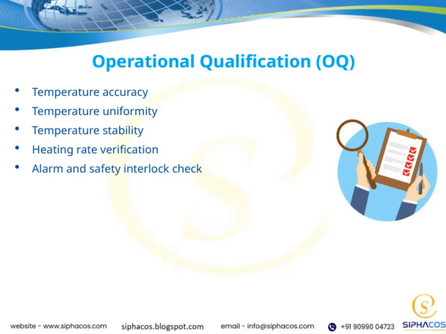Now, let's talk about the operational qualification, or OQ, which is a critical step in our validation process. First, we focus on temperature accuracy, ensuring the equipment measures the temperature precisely. This is essential because even small deviations can impact our process outcomes. Next, we check temperature uniformity, making sure the entire chamber maintains consistent temperatures throughout. Uniformity is key to reliable and repeatable results.